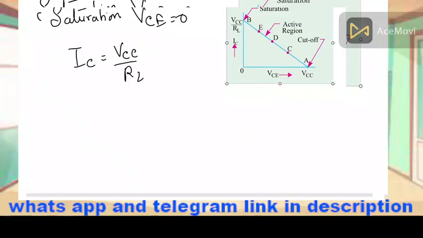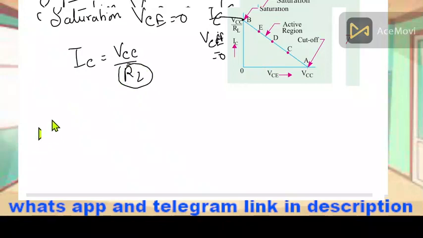So this is the saturation point. And obviously if VCE is 0, meaning the x coordinate is 0, this point IC is going to lie on this point. This is IC at VCE equal to 0. Now when you join these 2 points by a straight line, it is called the DC load line, because you have the load RL, the load resistance, here.